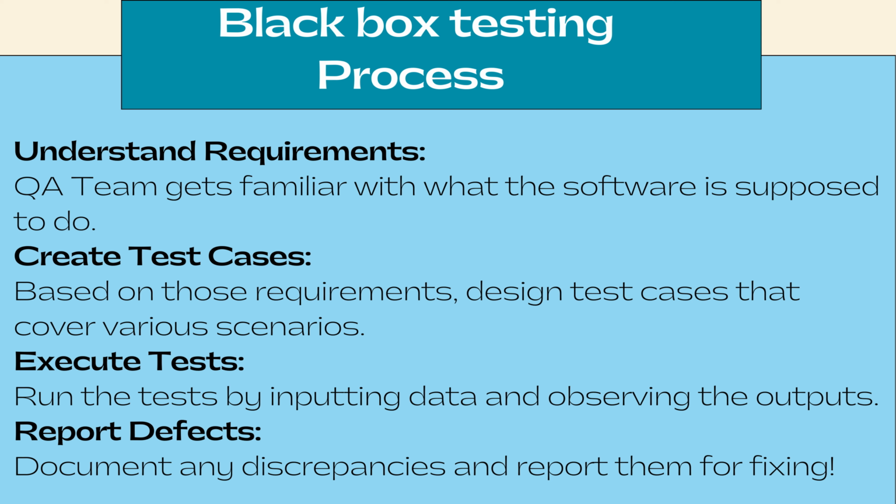The main steps of the black box testing process are as follows: understand requirements. The QA team gets familiar with what the software is supposed to do. Create test cases. Based on those requirements, design test cases that cover various scenarios. Execute tests. Run the tests by inputting data and observing the outputs. Report defects. Document any discrepancies and report them for fixing.